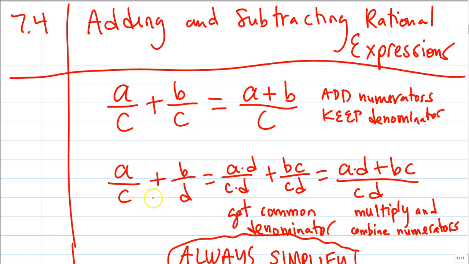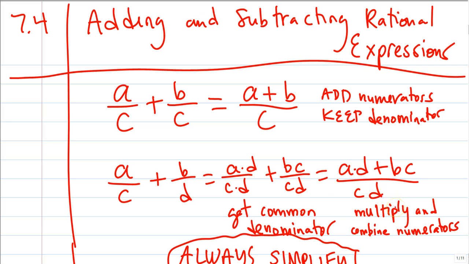What do I do if the denominators aren't the same? Well, the issue here is that they have to be the same size pieces for you to add them, so that means they need the same denominator. So get them a common denominator. Generally, it's whatever the least common denominator is. If there's nothing in common, we'll multiply them by each other.